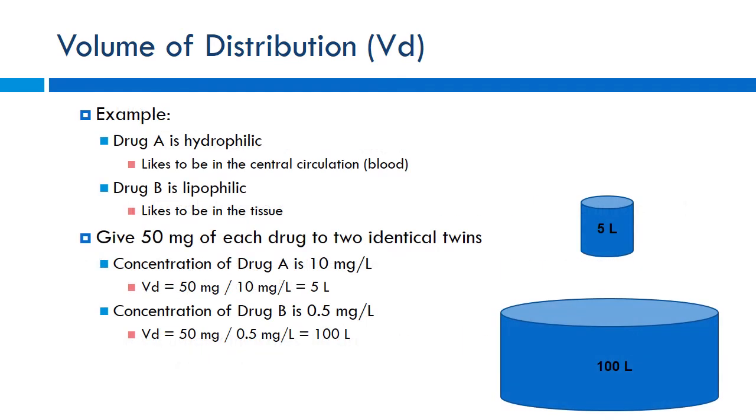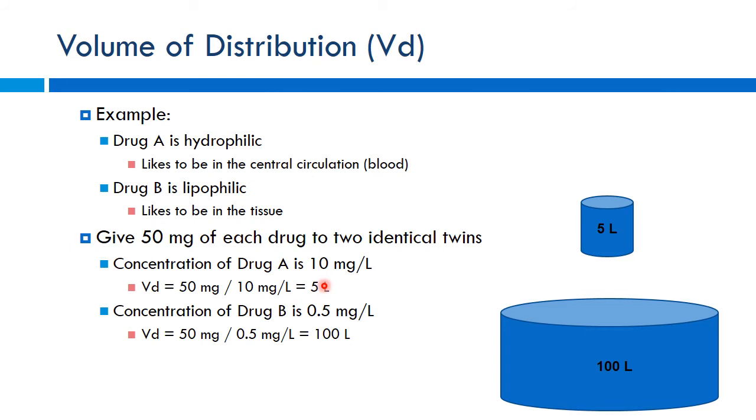So if we were comparing two different drugs, let's say we have drug A, which we'd say is hydrophilic, and it likes to be in the central circulation, in the bloodstream. And I have drug B, which is lipophilic, which means it likes to partition out into the tissue. If I were to give 50 milligrams of each drug to two different patients, who are identical twins, so they should be identical in all factors, I give 50 milligrams of drug A to one and 50 milligrams of drug B to the other. I can divide out the concentrations that I get and find what the volume of distribution is. So for drug A, for the one twin, I got 10 milligrams per liter. I can divide that out and get a volume of distribution of only 5 liters.